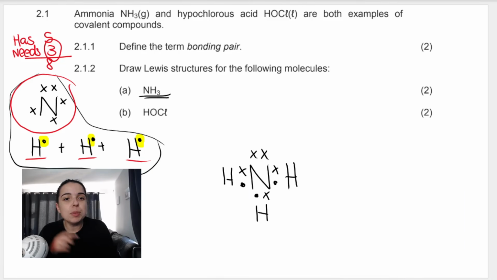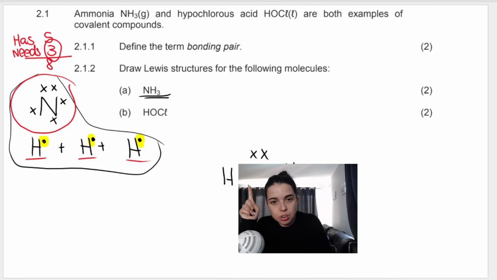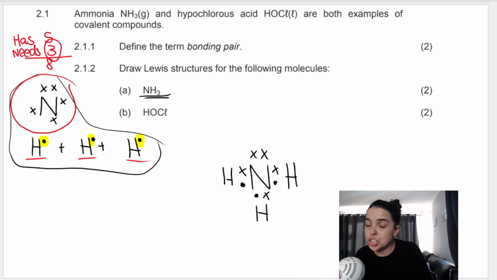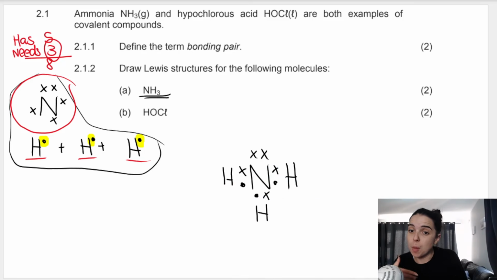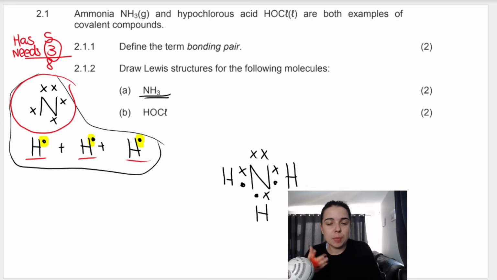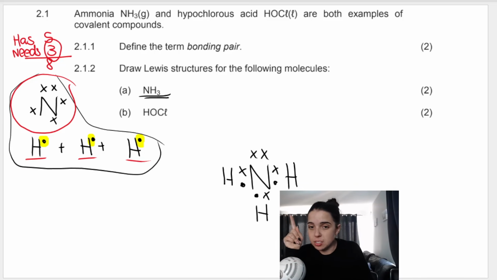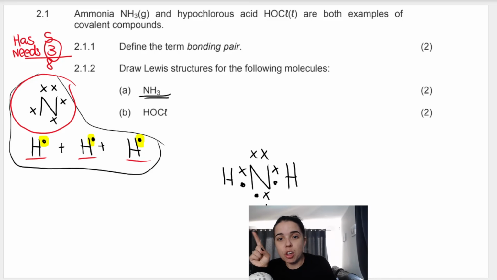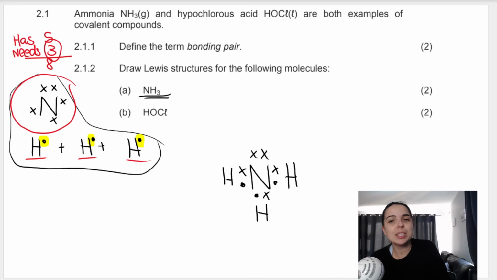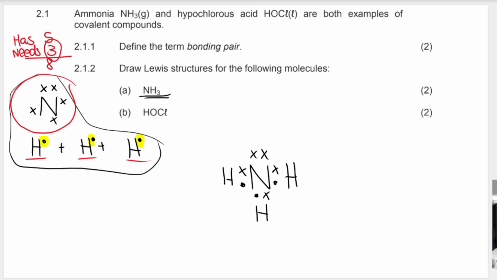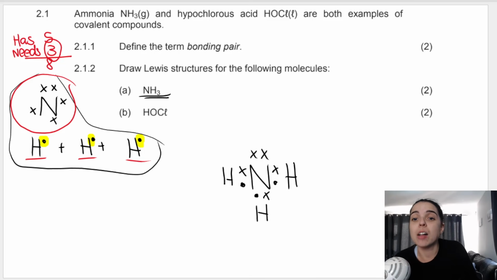The reason why is because now I can see that the crosses are the electrons that come from the nitrogen and the dots are the electrons that come from the hydrogen. So I always tell my students the one in the center can get its own symbol. So the nitrogen is in the center, it has crosses. The hydrogens on the outside, they have dots. I hope that helps. Let's do the other compound, which is HOCl.